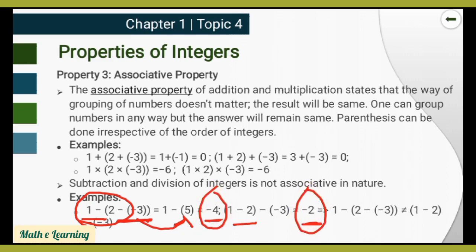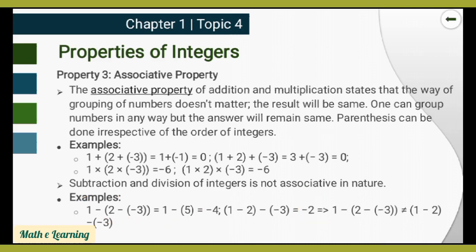Now we check both these answers, minus 4 and minus 2 are different. That means associative property does not apply to subtraction. And next example is of division.